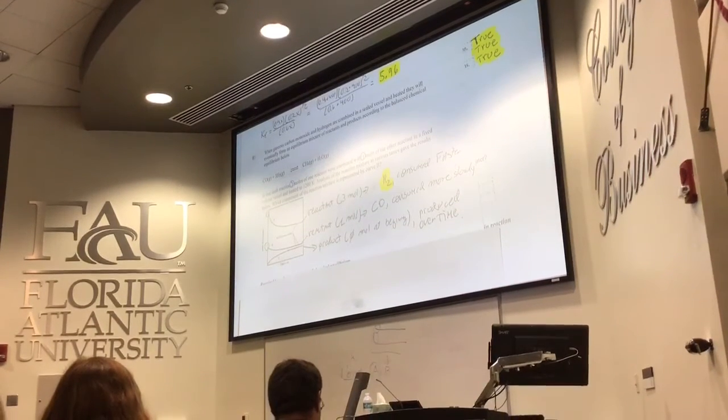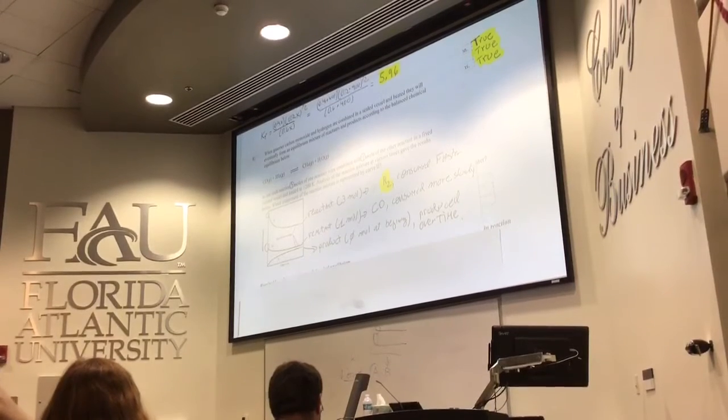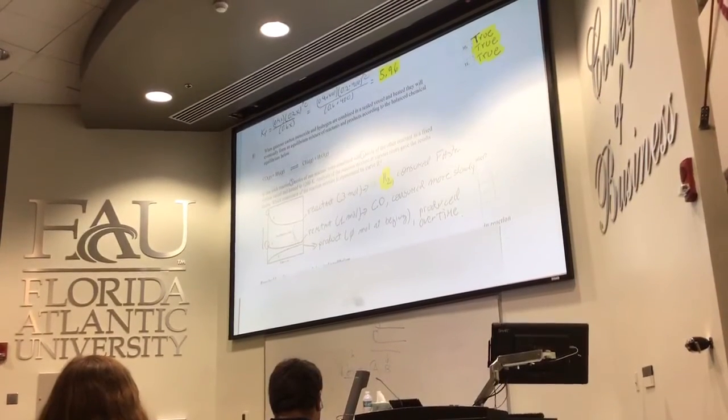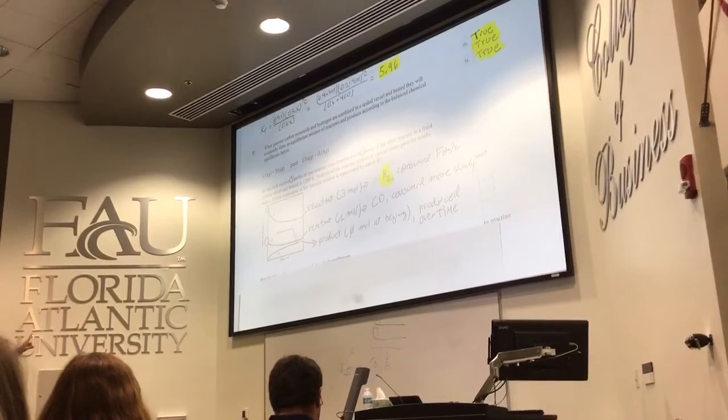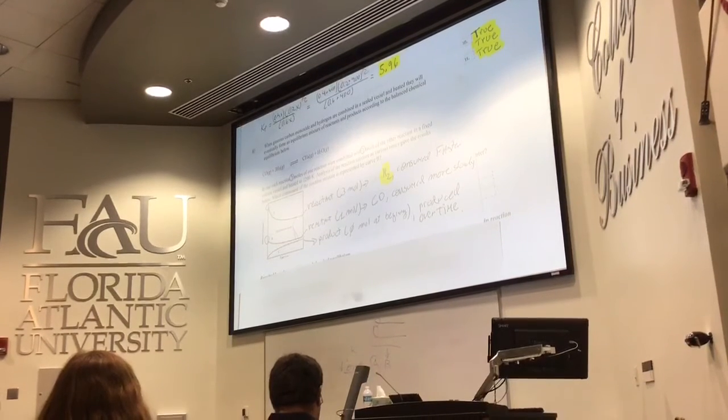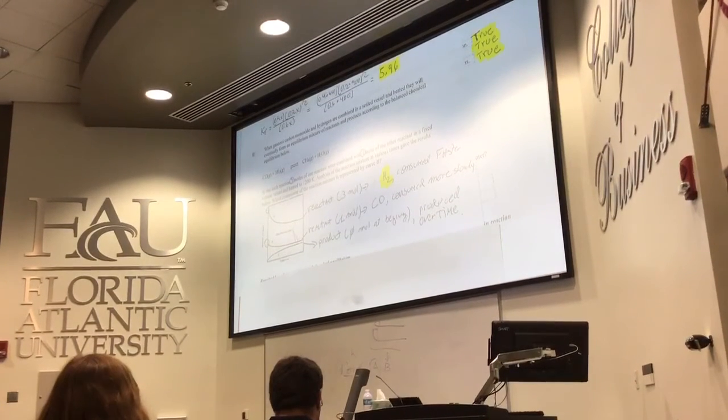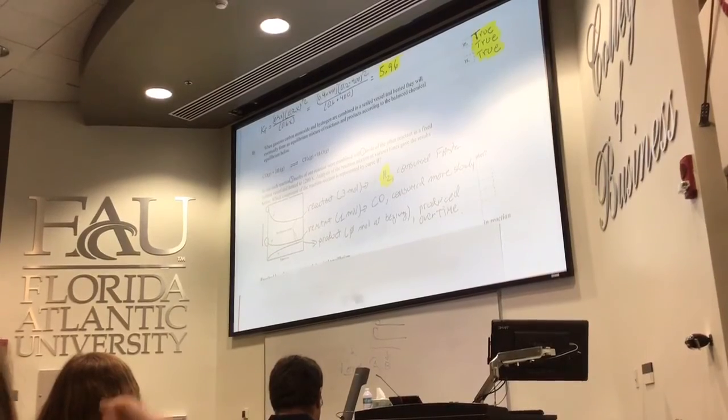What I was literally looking for is you guys to recognize that lines A and B are reactants and C is a product, because I didn't have any of it at the beginning.